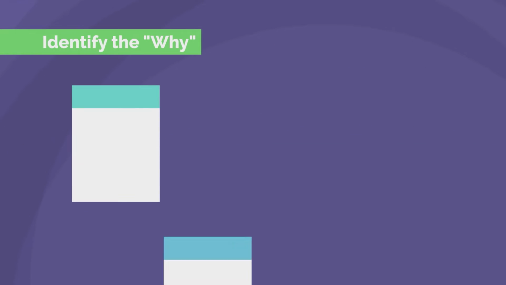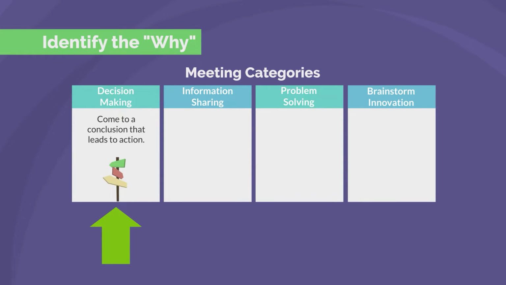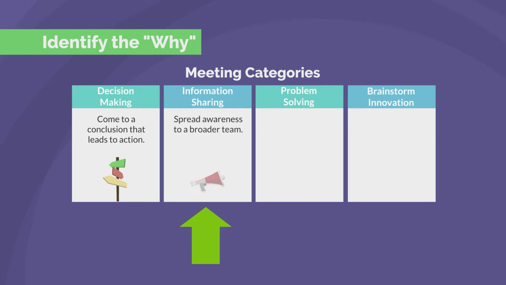Most meetings belong to one of 4 categories, each of which has a distinct objective. In decision-making, the aim is for decision makers to come to a conclusion that leads to an action, such as deciding to change an experimental setup. In information sharing, the objective is to spread awareness for a broader team, for example, by sharing your latest experimental data.